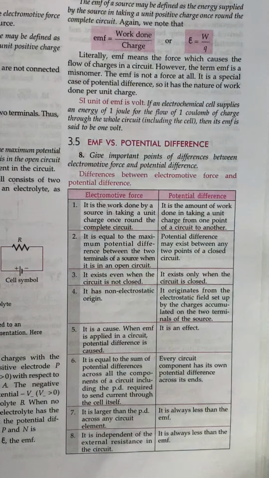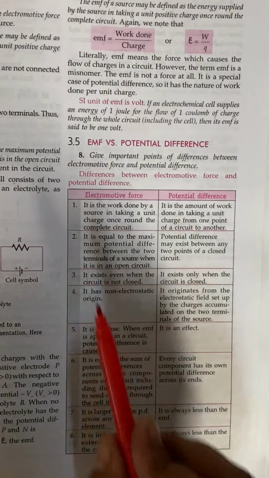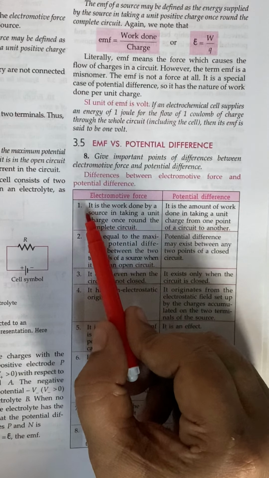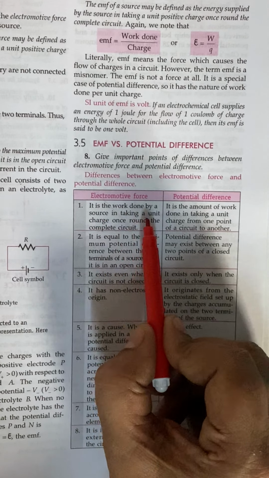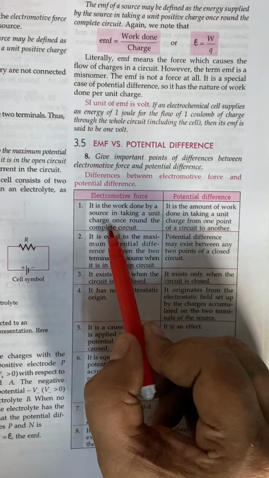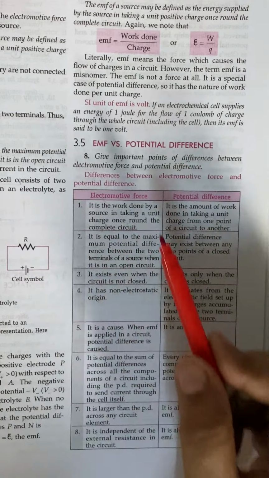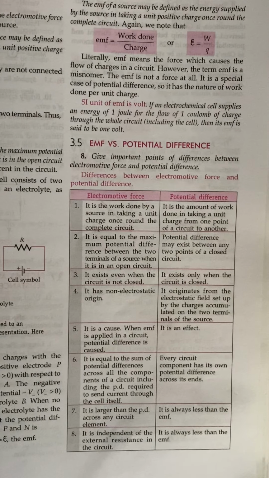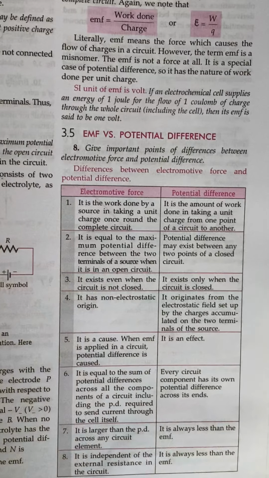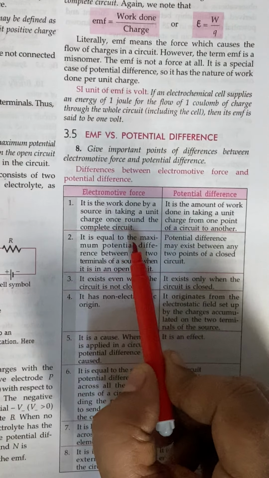Okay, now first difference you can see here, that electromotive force and the potential difference. Electromotive force is the work done by the source in taking a unit charge, that is unit positive charge, once around the complete circuit. So I can say that electromotive force is nothing but the amount of work done in moving a unit positive charge through a complete circuit.